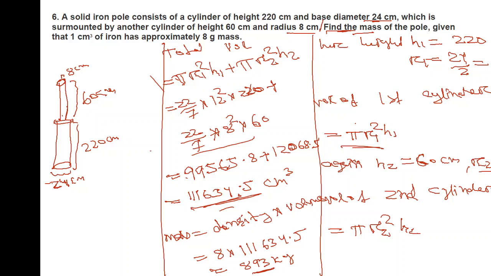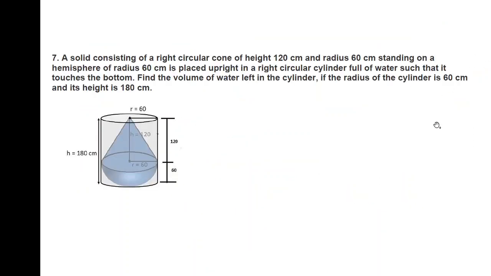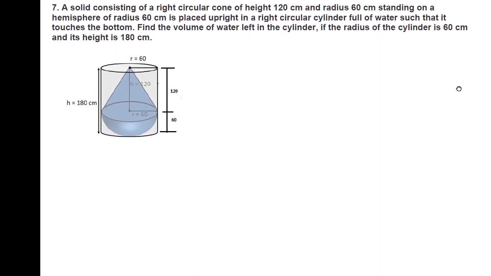Now we'll move to the next one. Question number 7. Okay, a solid consists of a right circular cone. So here you can see in the figure there is a right circular cone of height 120 cm. So this height is given 120 cm and radius 60 cm. The radius is 60 cm, it is given here. Standing on a hemisphere of radius 60 cm. So hemisphere radius is also same. Here you can see the radius of the hemisphere is also 60 cm.